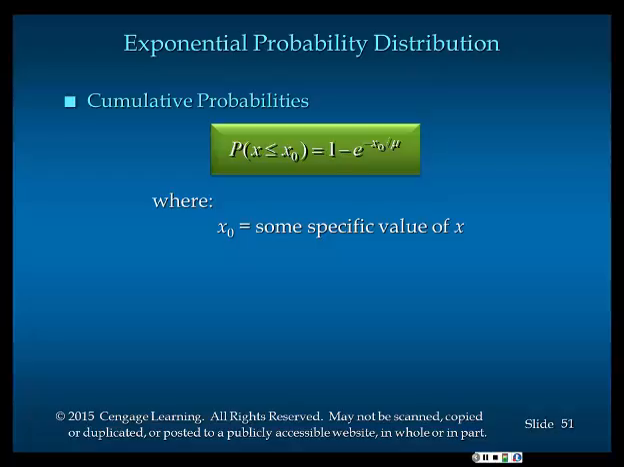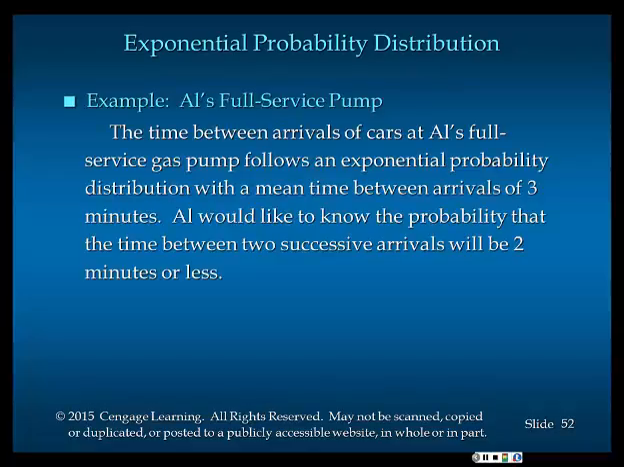So the bounds on time here are between 0 and positive infinity. Hopefully that makes sense. We don't have anything about negative time. If you do, use your time travel machine and fix your past mistakes. So, the time between arrivals of cars at Al's full service gas pump follows an exponential probability distribution with a mean time between arrivals of 3 minutes. So here our mu is 3 minutes. It also means that our standard deviation is 3 minutes.